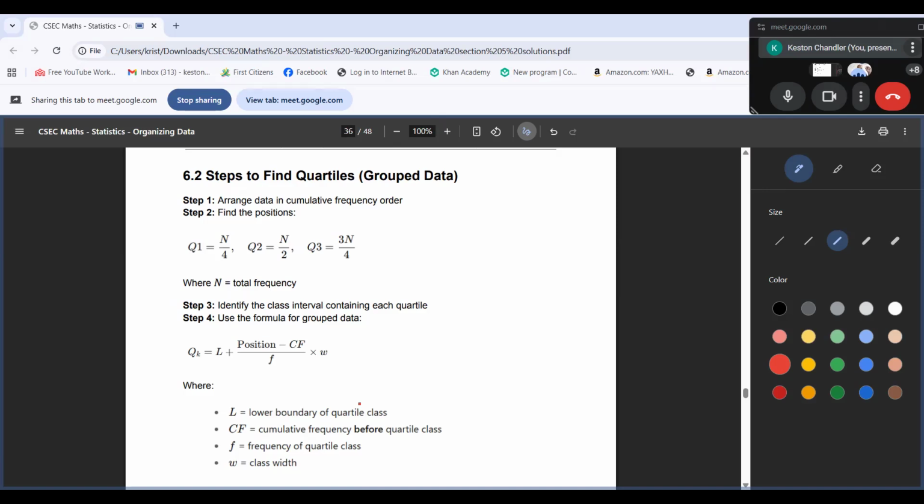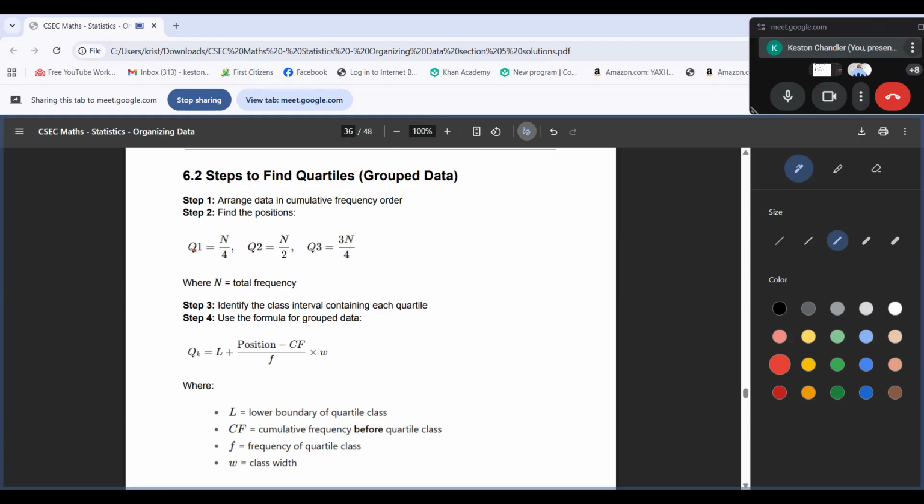Now, the first thing you need to do when you have to find the quartiles is to ensure that the data is arranged, right? And you would use the cumulative frequency in order to find different positions. Now, N is your total frequency. In all of these formulas here, N is the total frequency. So in our previous example, we looked at finding the total of our frequency column, right? This N value is the sum of all your frequencies.